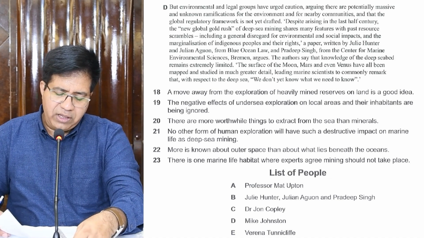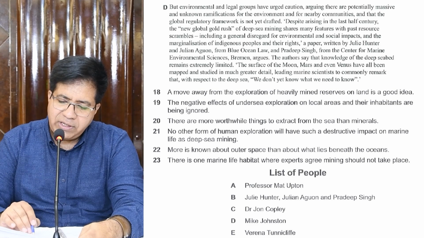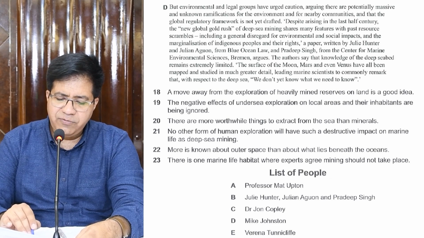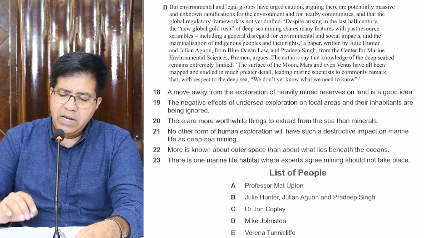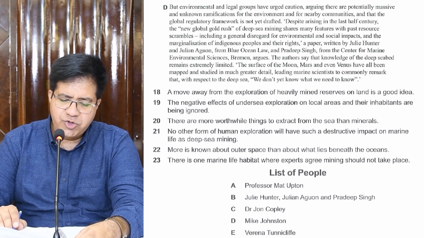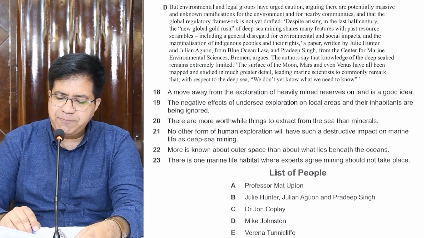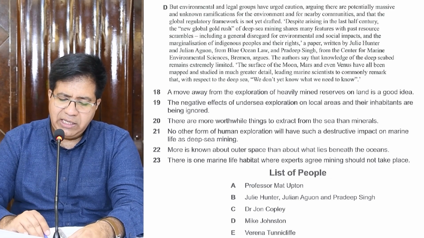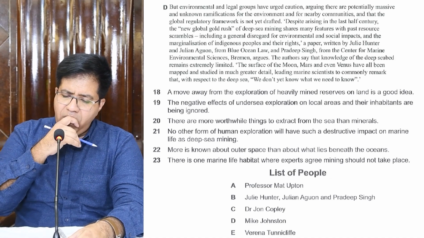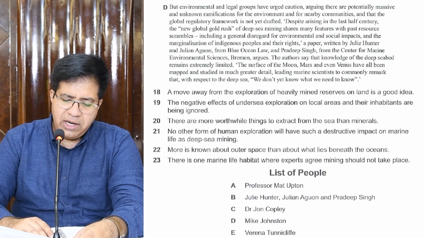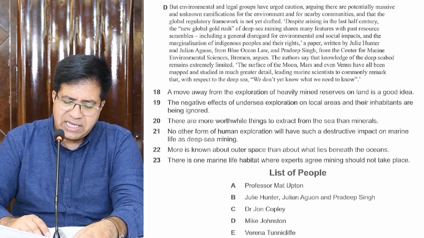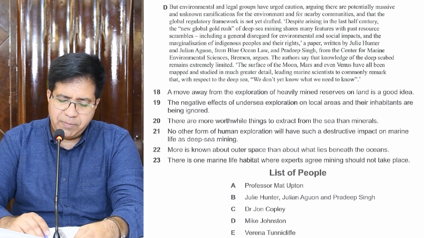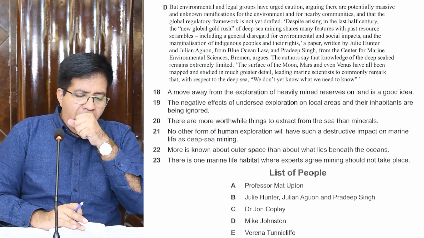All right, can you do one thing? Please come to D, and we've got another sentence. Option D, and third line. Can you see inverted commas after full stop? Okay. Despite arising in the last half century, the new global gold rush of deep sea mining shares many features with past resource scrambles, including a general disregard for environmental and social impacts, and the marginalization of indigenous people and their rights. And then they talk about Julie and all that. So let's come back.